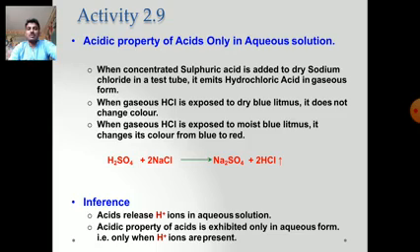For example, H2SO4, sulfuric acid, reacts with 2NaCl and is converted into Na2SO4 plus 2HCl. What is the inference? The acid releases H+ ions in aqueous solutions, and the acidic property of acids is exhibited only in aqueous solutions, that is, only when H+ ions are present.